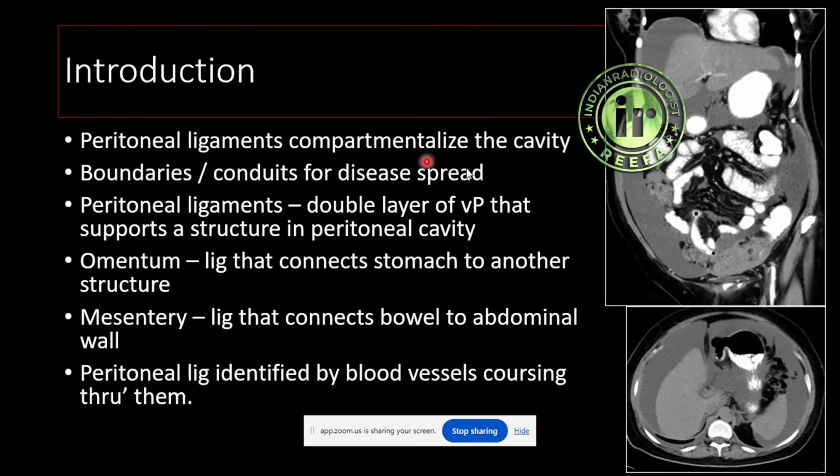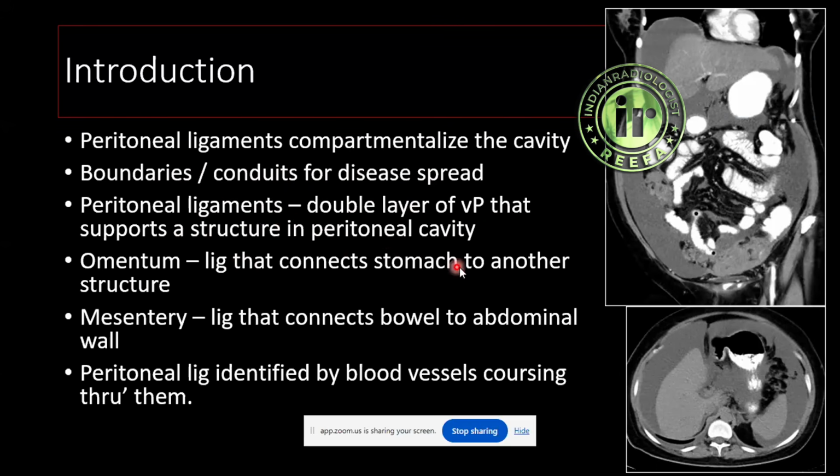The peritoneal ligaments compartmentalize the cavity. They can be boundaries to disease spread, containing diseases to a certain area within the cavity, or they can be conduits, with the disease spreading along these peritoneal ligaments. What is a peritoneal ligament? It is a double layer of the visceral peritoneum that supports a structure in the peritoneal cavity, and it's typically named after the organs it connects.